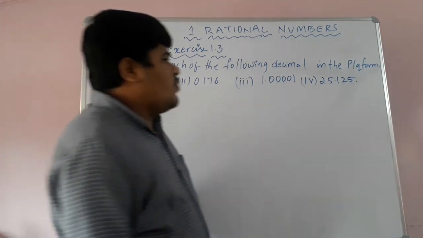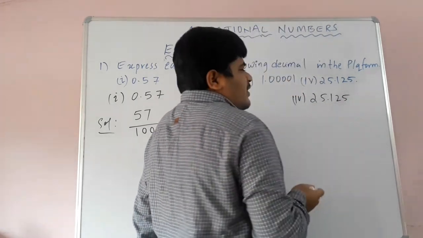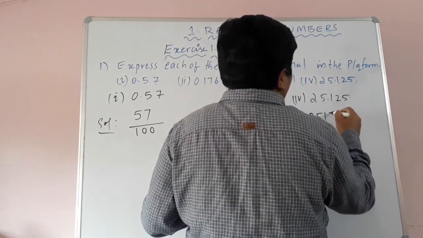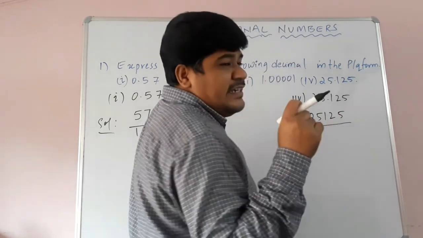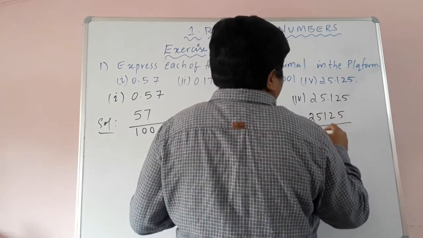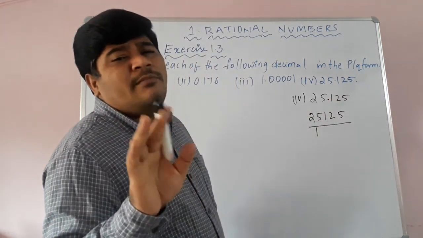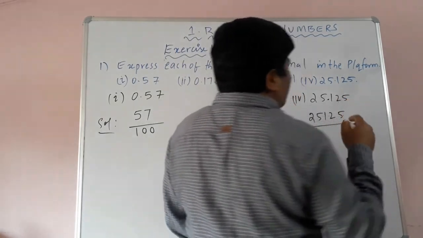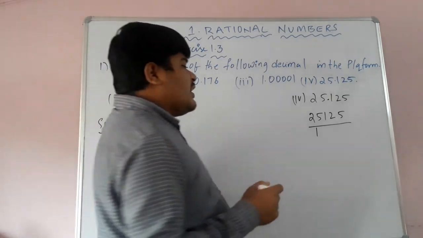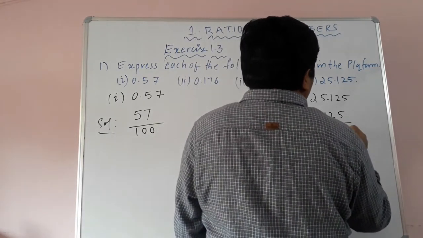Now see this fourth problem, children. 25.125 is there. So by removing the decimal point we have to write the number 25125, and instead of the decimal point we have to write 1. Here the decimal point is there after 2 and 5, right? And after the decimal point you count the number of digits. How many digits are there? 1, 2, 3. There are 3 digits after the decimal point. So equal to that number we have to take zeros in the denominator. So 25125 by 1000, 3 zeros.